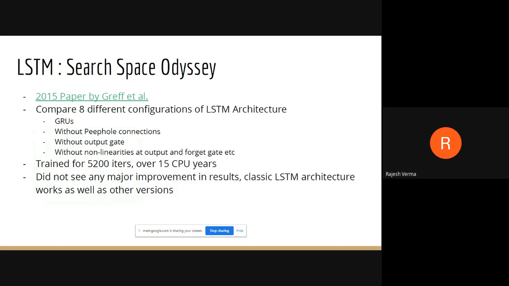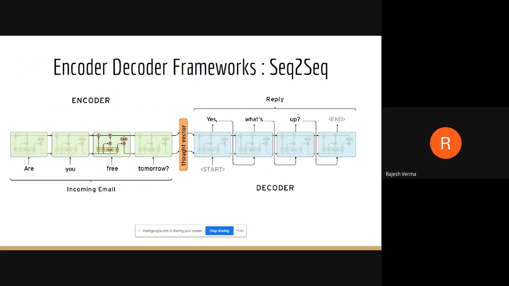Now it is very easy for us to have LSTM instead of RNN. In the paper Space Odyssey, when searching this particular book, he trained on the book for 52,000 iterations and used 15 CPU years for the training, and then he is able to identify that particular book.